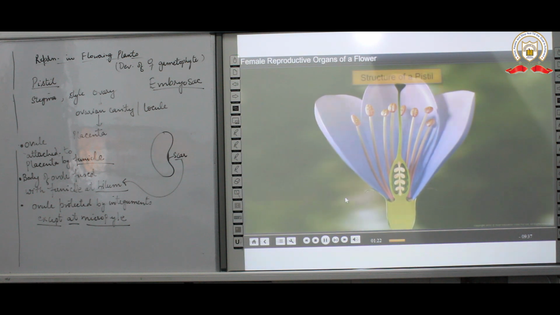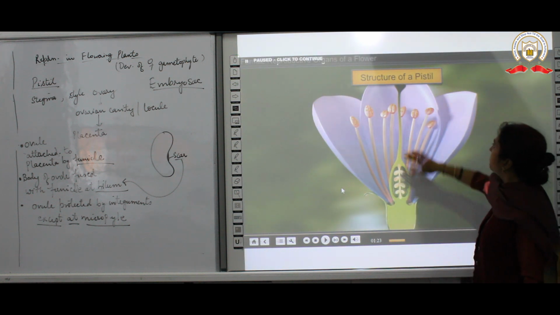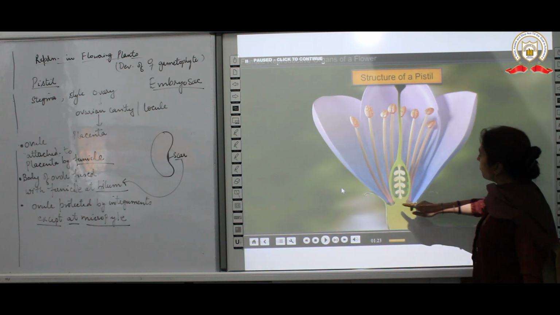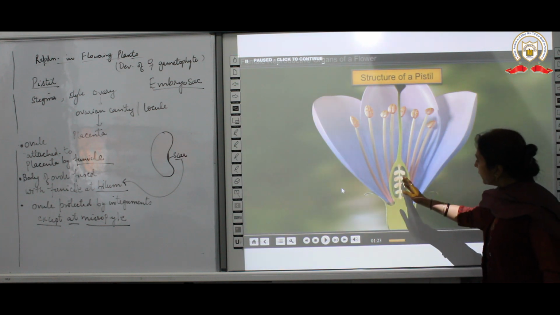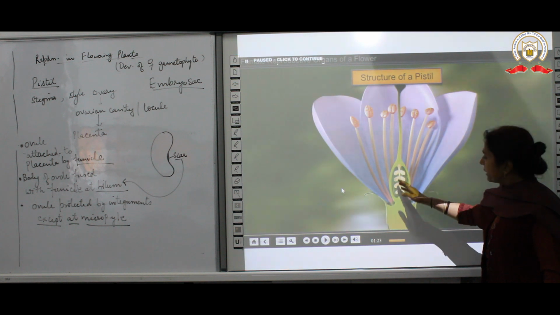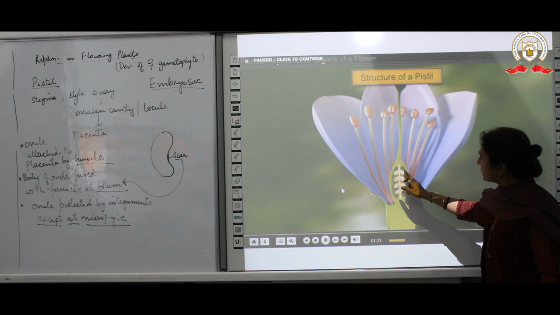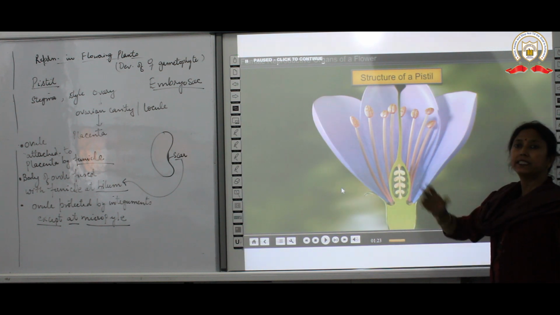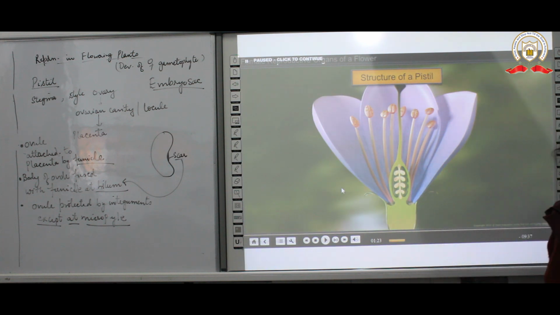Now here you can see the location of the pistil, which is the innermost whorl and centrally placed, having the stigma, a long structure called the style, and at the base a swollen structure called the ovary. Inside the ovary is the ovarian cavity or locule. Inside the locule is the placenta, on which the ovules are attached.